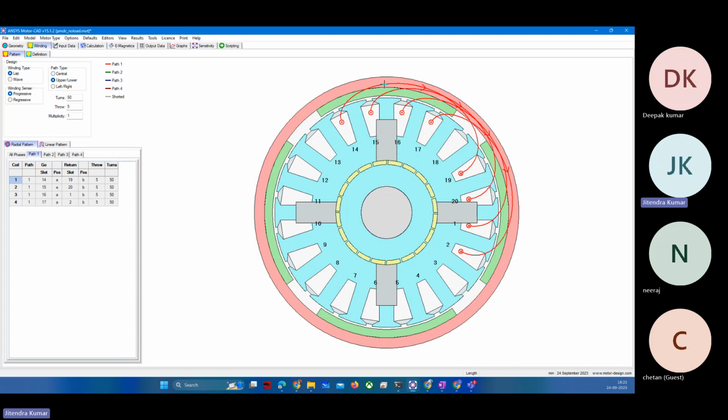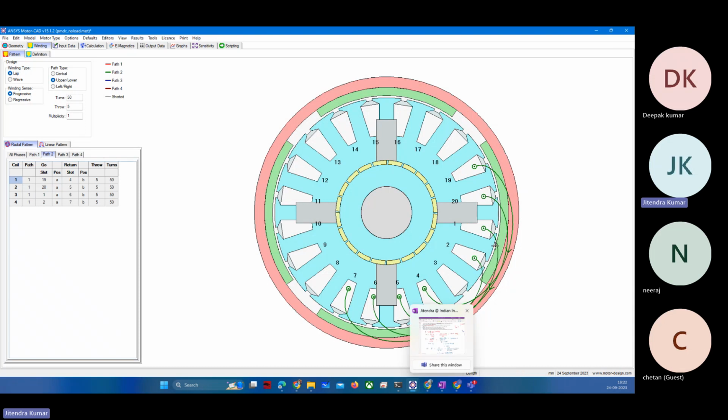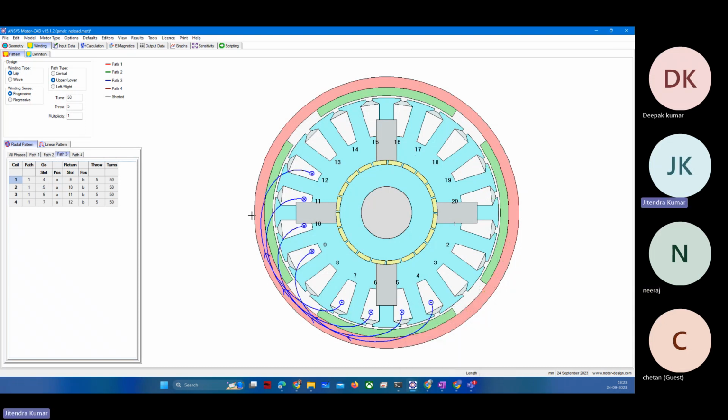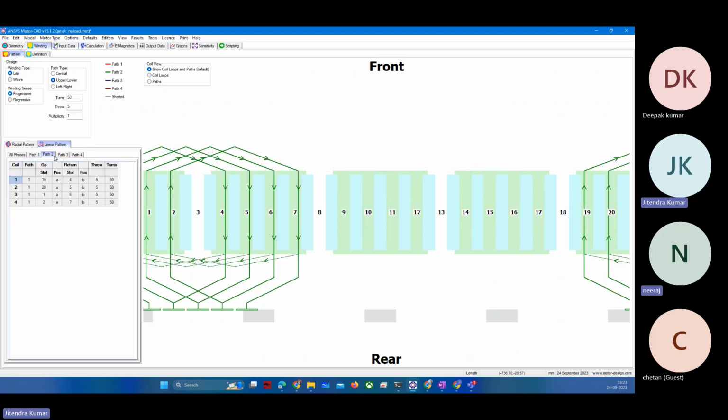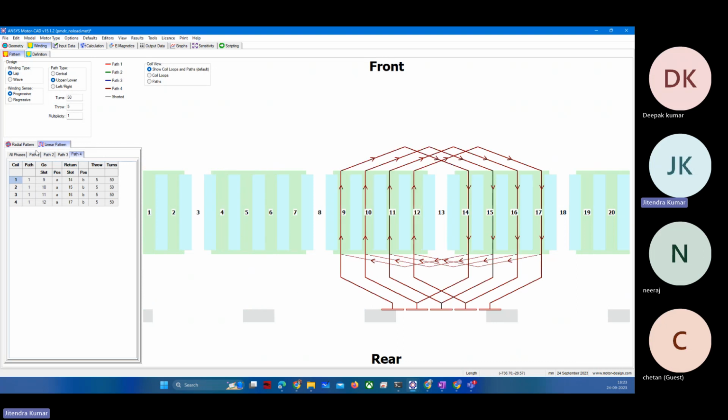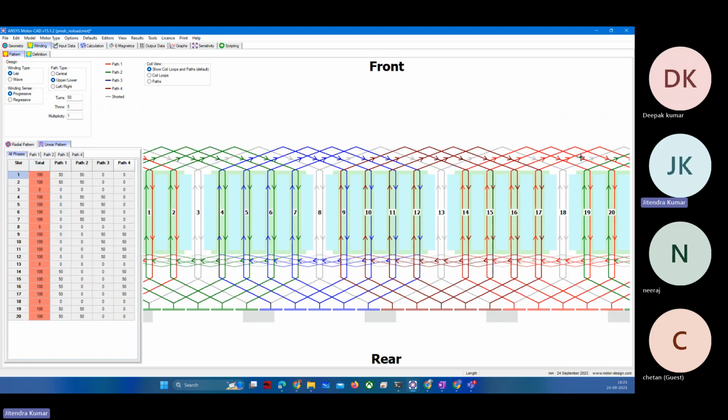So one path would originate from these squares, right? And others would be from these, path 2, and next will be path 3, and last one would be path 4. So these are the ways by which we can make a distributed winding. And if you want to see the linear pattern, this is the linear pattern: path 1, path 2, path 3, path 4.